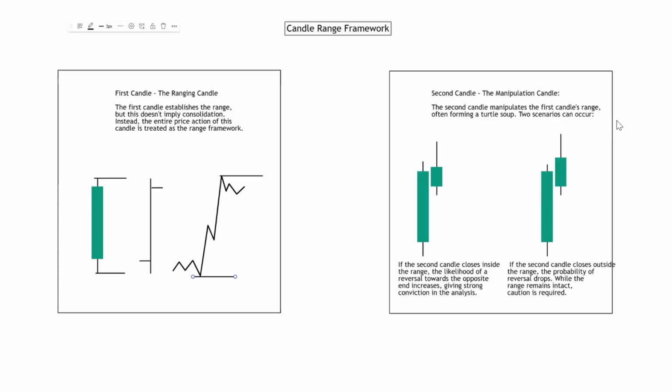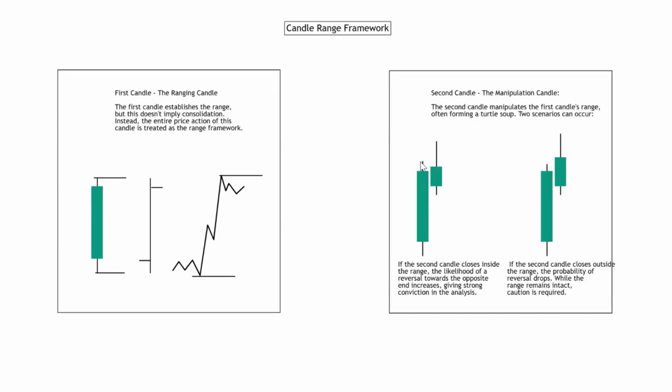Now let's talk about the second candle. The second candle is the manipulation candle. The second candle is where we expect the manipulation. The second candle manipulates the first candle's range, often forming a turtle soup. Two scenarios can occur. So firstly, this is the second candle we have right here, where we have a pin bar. And I said that the candle manipulates the first candle's range. So what we expect this second candle to do is to manipulate the first candle's range, and it forms a turtle soup.